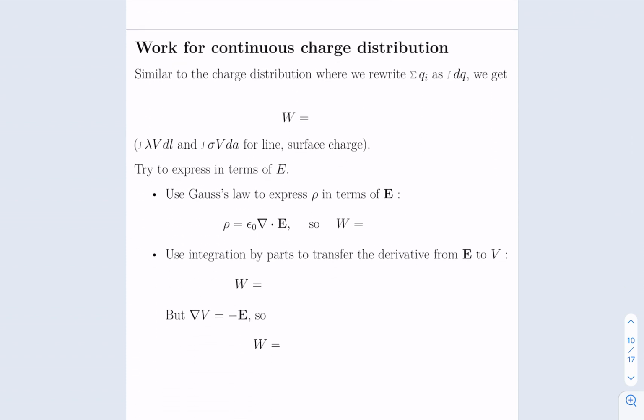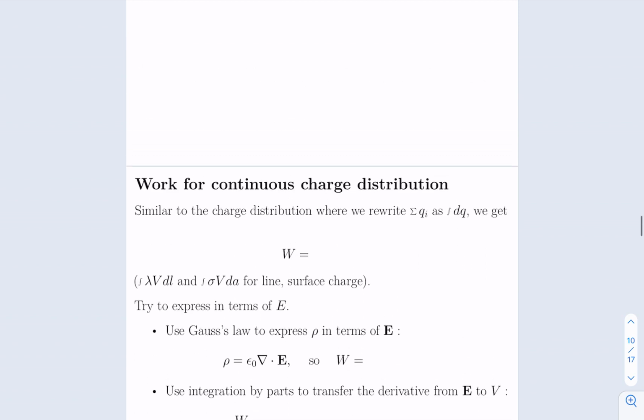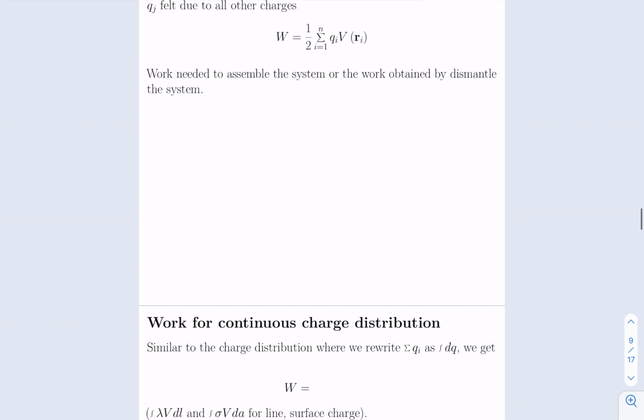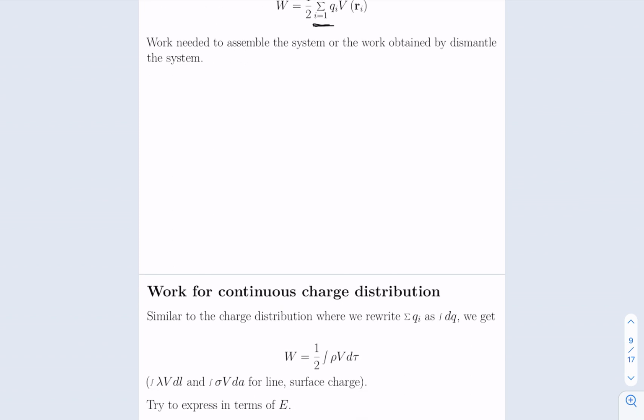Now what we want to do next is to continue our line, similar to what we did for the electric field and the potential. We go from a point charge to a continuous charge distribution. And really what you need to do is to again rewrite this sum into an integral. And that gives us an extremely simple expression. This is half of rho v integrating over the volume.